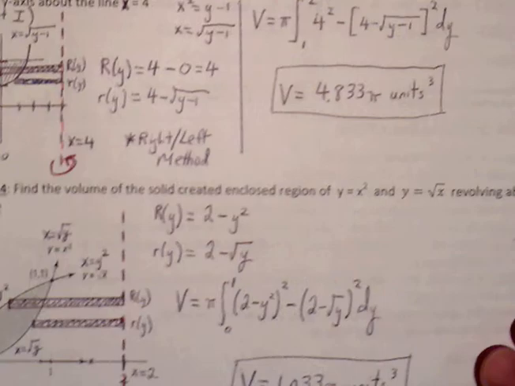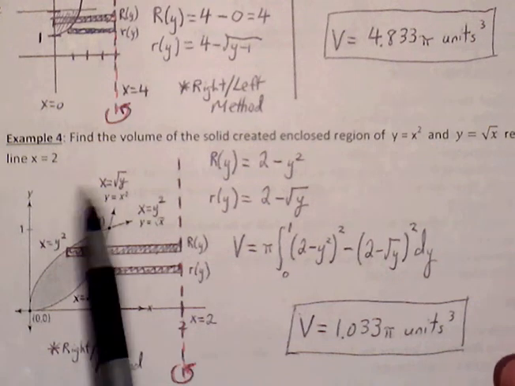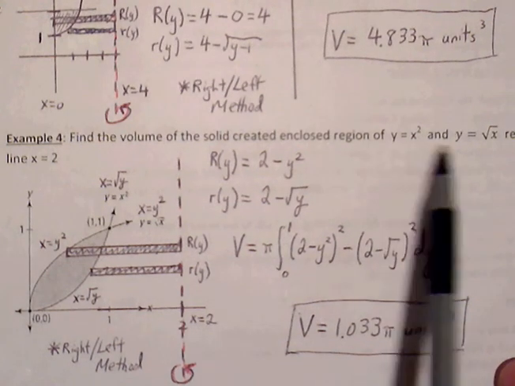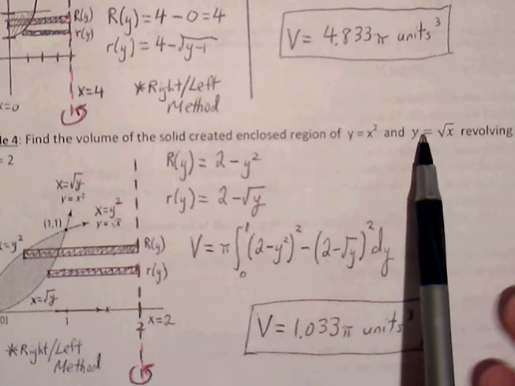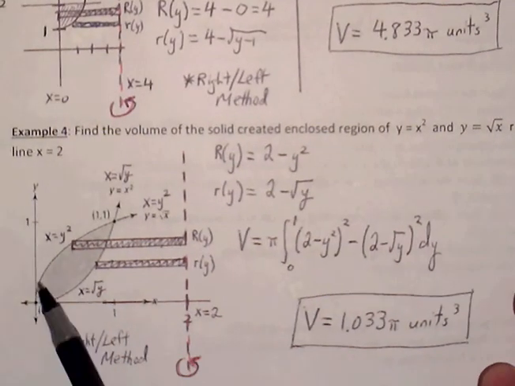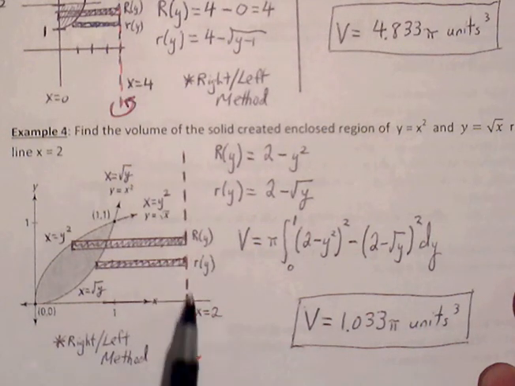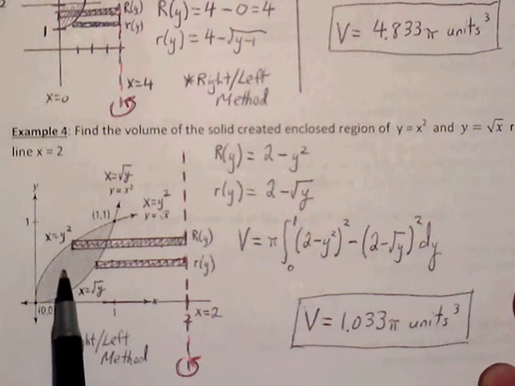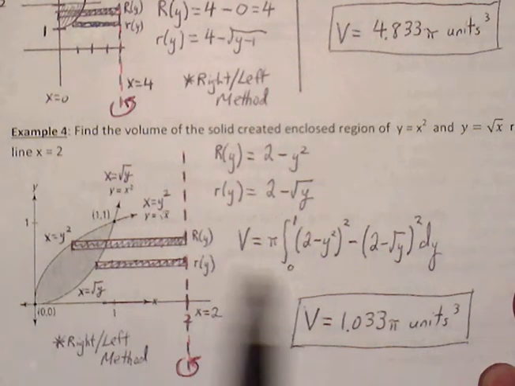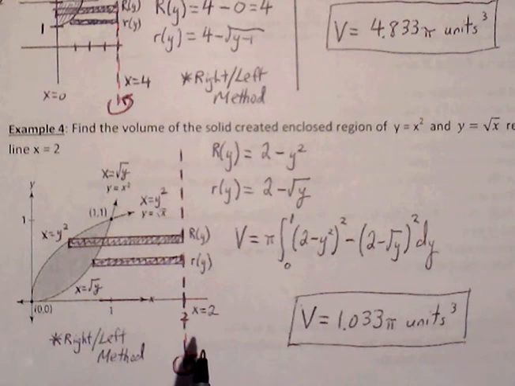Okay, example 4. Find the volume of the solid created by the enclosed region of y equals x squared and y equals square root of x, revolving about the line x equals 2. So here's our shaded region. We have the vertical line being the axis of revolution. So if we revolve this about this line, it's going to create a kind of a lampshade kind of figure.